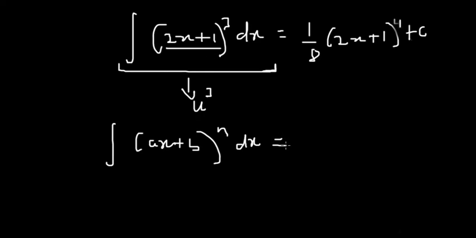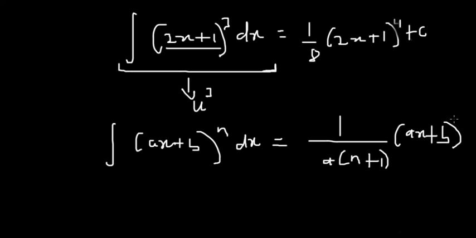Now whenever you come across any integral having this format, all you need to do is use this simple trick. It's 1 over a times (n + 1), multiplied by (ax + b) exponent n + 1, and then you add your c, that's the constant. So from here, the integral of (2x + 1) exponent 3 dx equals 1 over 8, that's the answer, times (2x + 1) exponent 4, plus c.